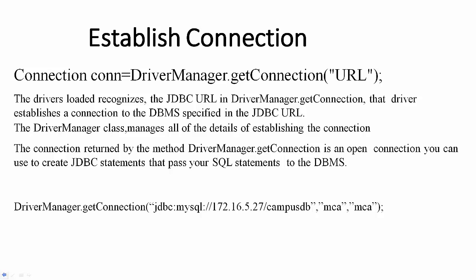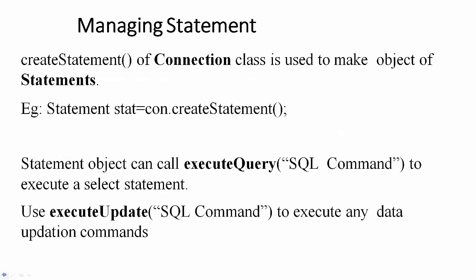Next, creating a statement. A connection class is used to make an object of statements. Statement stat = con.createStatement. So where is con? Con is the connection object. By using a connection object you can create a statement. Now what kind of statements can you use? If you want to execute a query, you can use a SQL command, or if you want to update a query, you can use a SQL update. This kind of commands you can use.